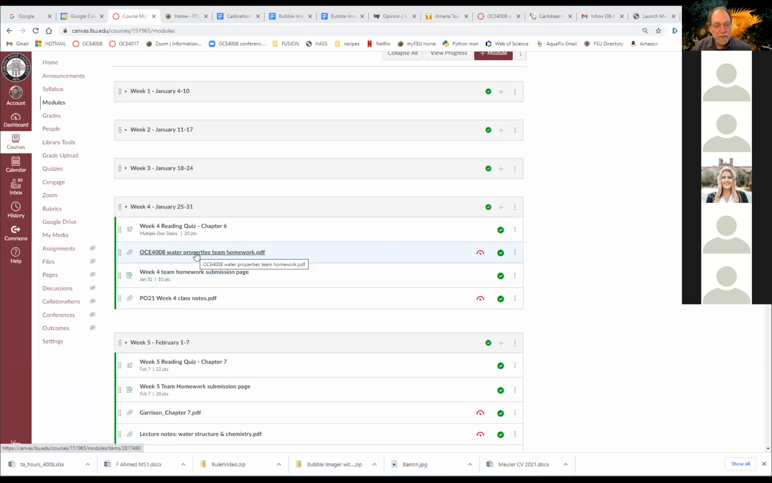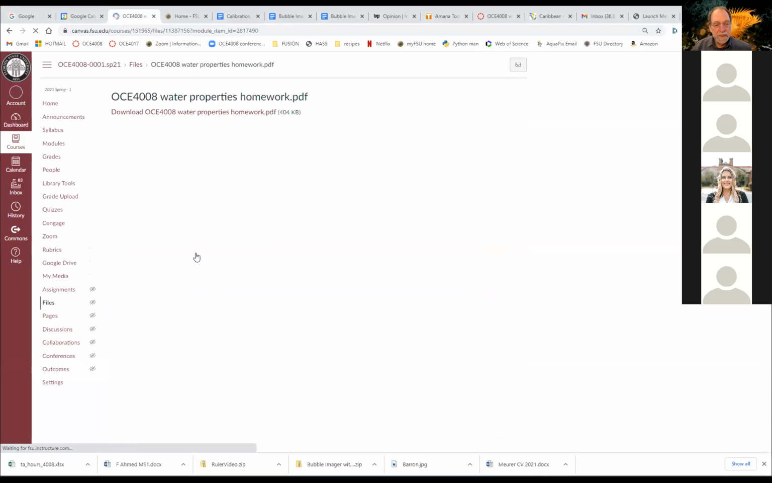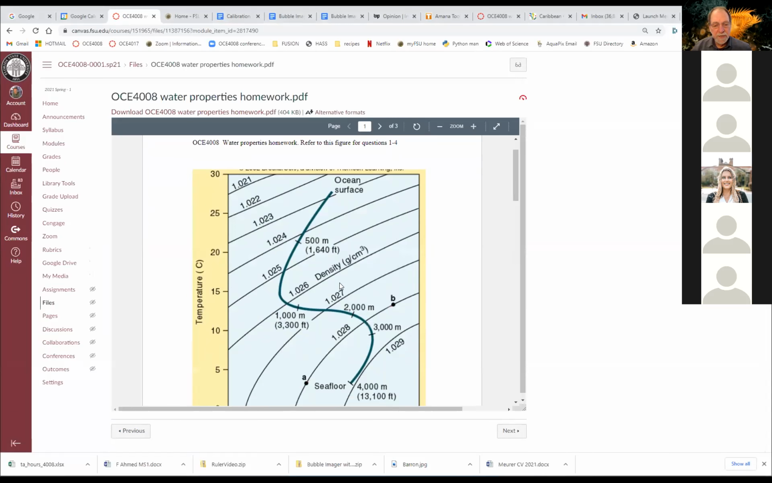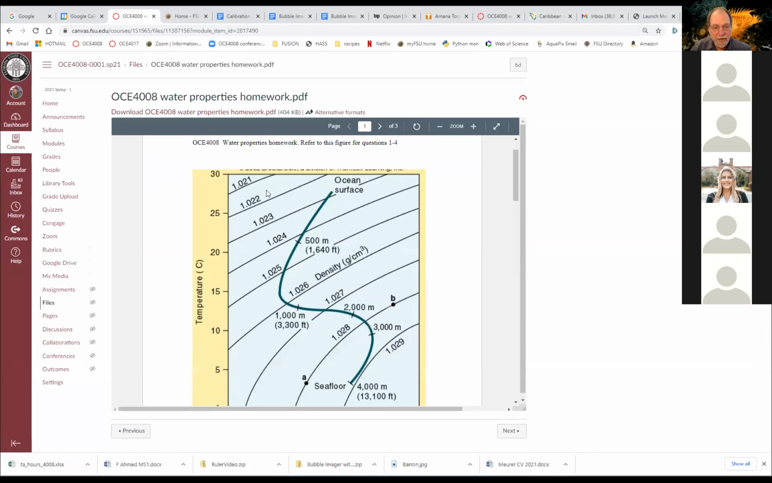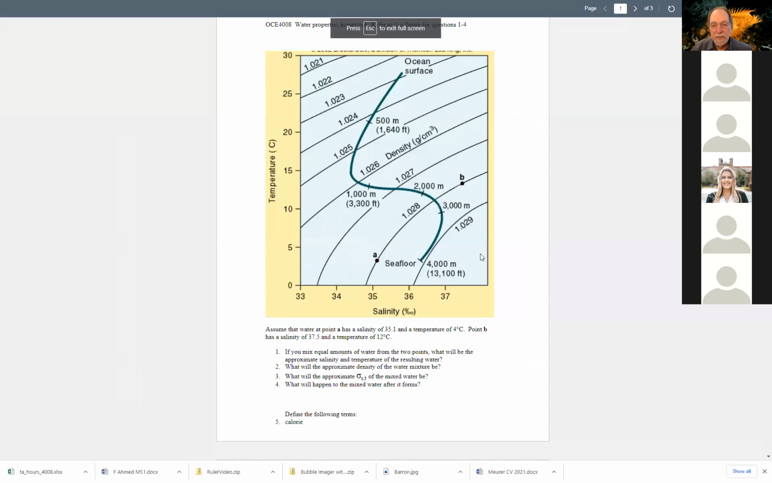Your team homework for this, that was due on Sunday, is in this PowerPoint, this page here. This was asking you a whole series of questions, and a lot of it was based on this diagram that I showed in lecture last Thursday. I discussed how these lines of density, these contours of density, and contours is something that comes back again and again, are created by different properties of the ocean, the salinity and the temperature specifically.